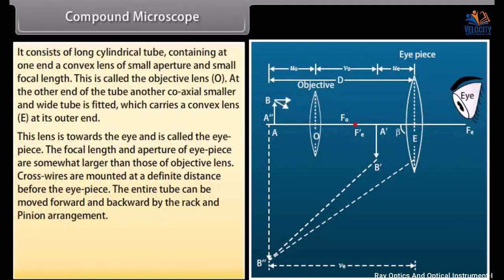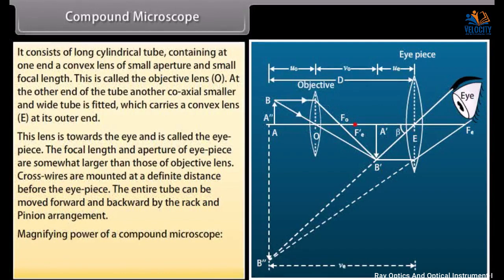Cross wires are mounted at a definite distance before the eyepiece. The entire tube can be moved forward and backward by the rack and pinion arrangement. Magnifying power of a compound microscope. M is equal to minus V0 upon U0 into (D upon Fe plus D upon Ve). Signs here already have been put.